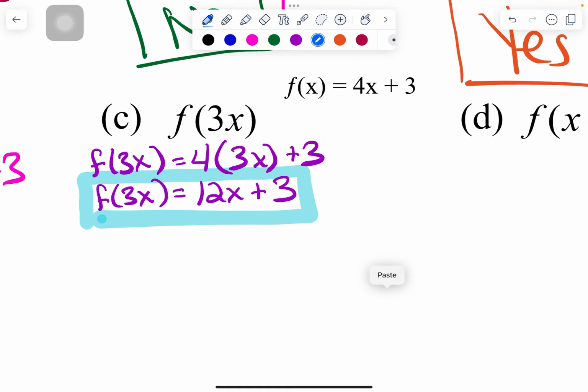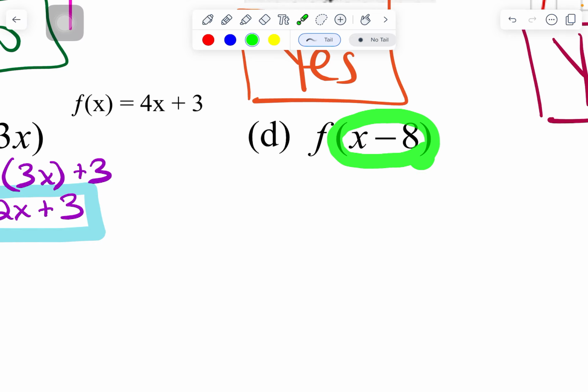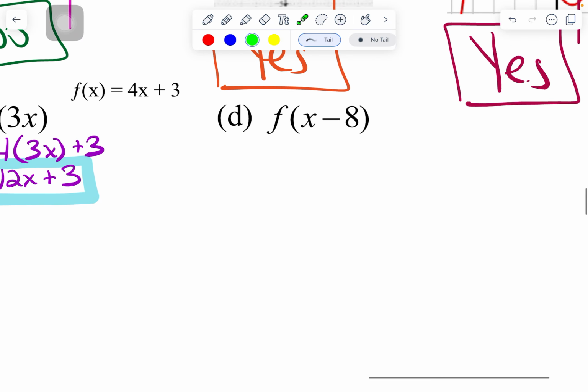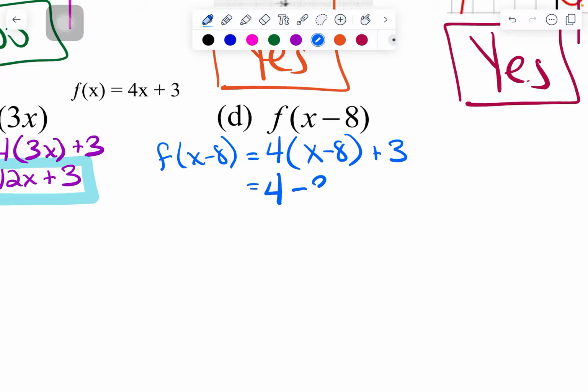And then let's see if we can figure out part D here. So for part D, right, instead of x, I have x minus 8. So where I have x, I'm going to replace with an x minus 8. Okay. All right, so f of x minus 8, write it down correctly this time, so it's going to be 4x, but x gets replaced with x minus 8, and then plus 3. So let's see, a little distributive property here. So it's going to be 4x minus 32.